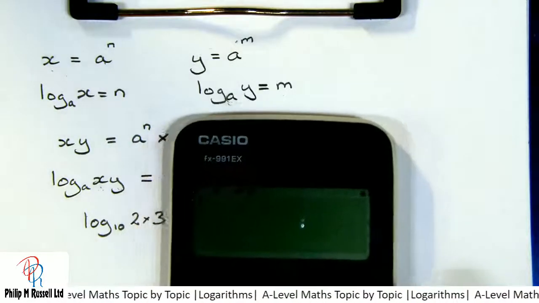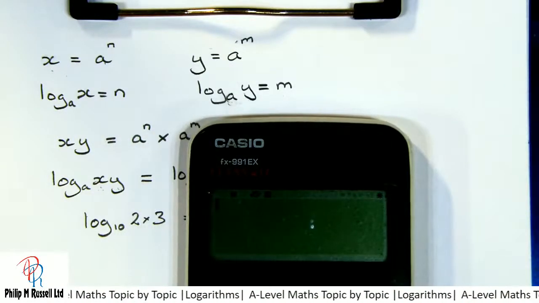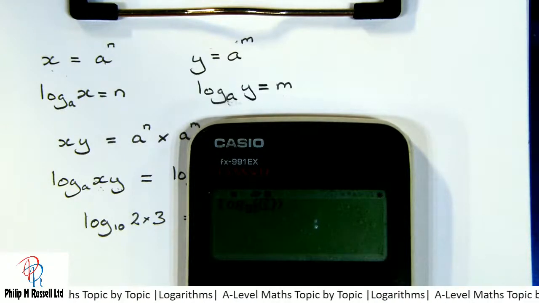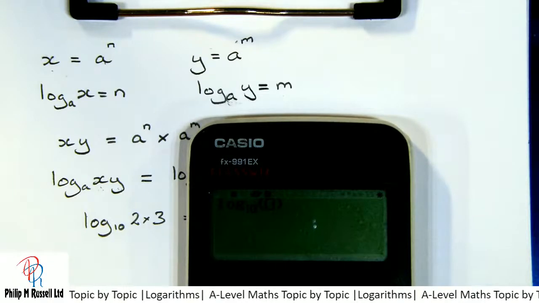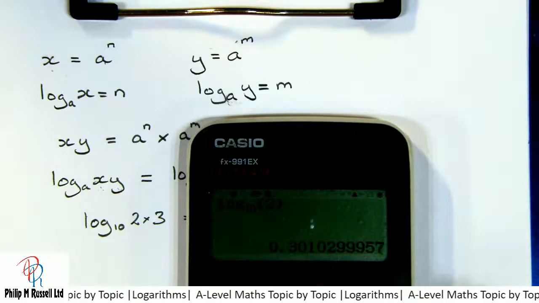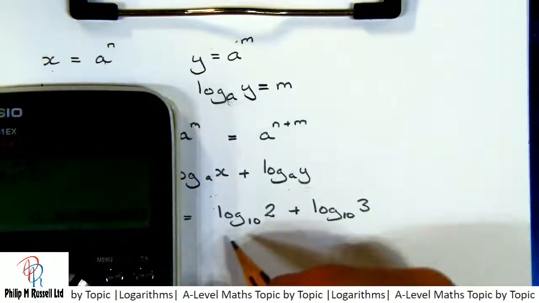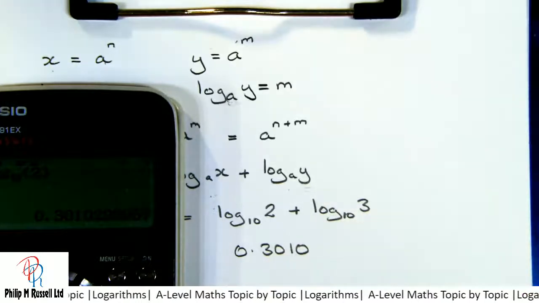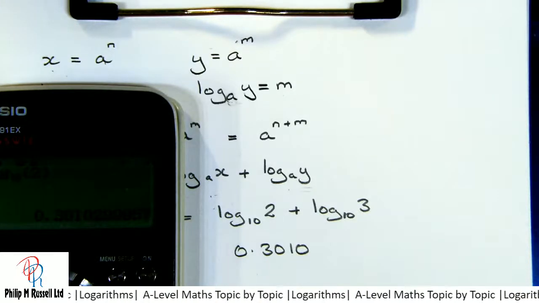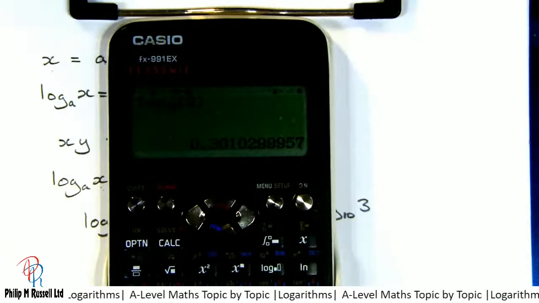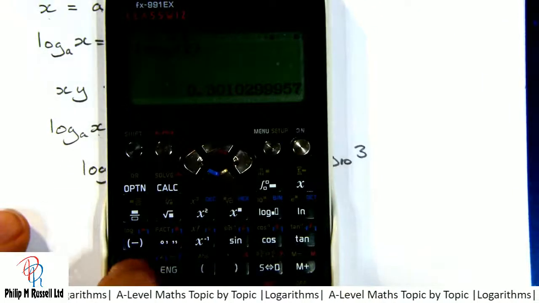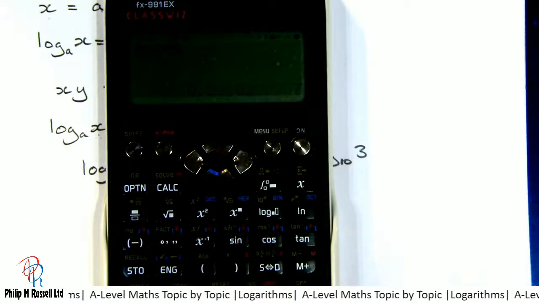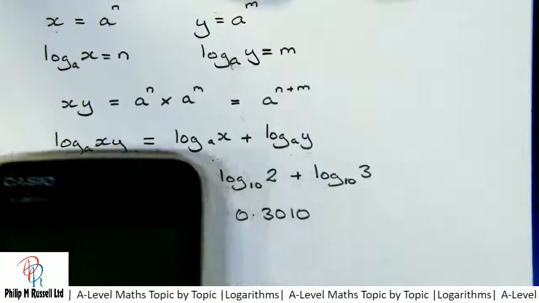Right, so let's look at what is log to the base 10 of 2, and I've got my number, and I'm just going to write that one down. This is going to be 0.3010, and what I'm going to do with this one is I'm simply going to store this in a memory. I'm going to store that in memory A.